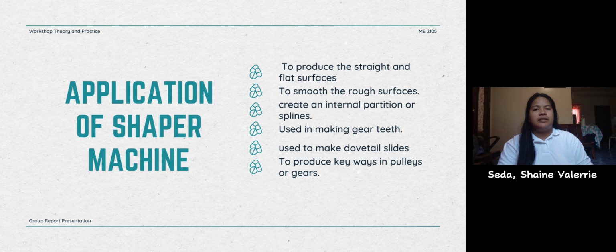Application of shaper machine. Following are the applications of shaper machines. First is to produce straight and flat surfaces on the workpiece. Second is to smooth rough surfaces. Third, it is used to create internal partitions or splines. Fourth, it is used in making gear teeth. Fifth is that shaper is used to make dovetail slides. Lastly, to produce keyways in pulleys or gears.